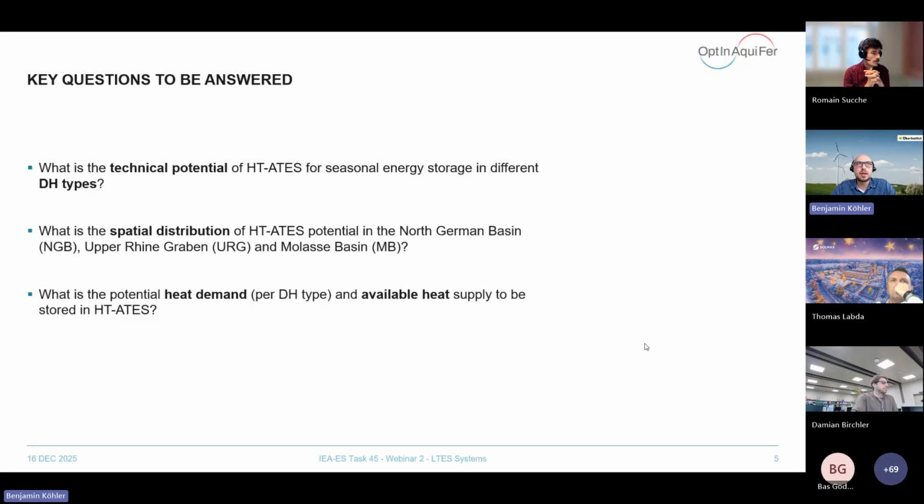In this context, the key questions to be answered to assess the potentials of ATES systems for district heating are: what is the technical potential for seasonal energy storage in different district heating types? What is the spatial distribution of high temperature ATES potentials in the North German basin, the Upper Rhine Graben or Upper Rhine Valley in southwest Germany, and the Molasse basin more in the southeastern part of Germany? And what is the potential heat demand in each district heating type and available heat supply to be stored in the ATES system?